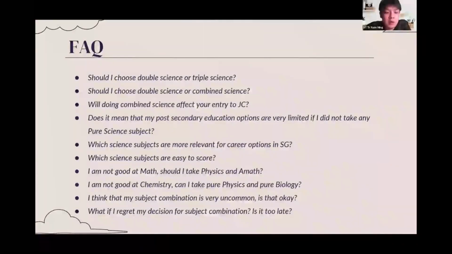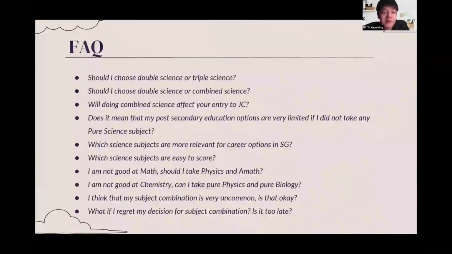Okay. One common question that some students ask me is, "Hey teacher, what if I regret my decision for subject combination? Will it be too late? So what happens next?" It depends on what you mean by regret my decision. Are you regretting because you realize that this is not something that you want? Are you regretting because you realize that you can't cope?